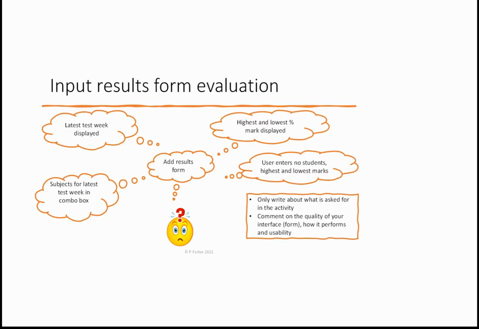Let's just recap what's required in the evaluation for the input results form. We need to check that we've got the latest test week displayed, that the subjects for the latest test week are in a combo box, that the highest and lowest percentage marks are displayed, and that the user can enter the number of students, the highest and lowest marks. And again, only write about what is asked for in the activity, and again link it to the quality of your interface, how it performs and the usability.